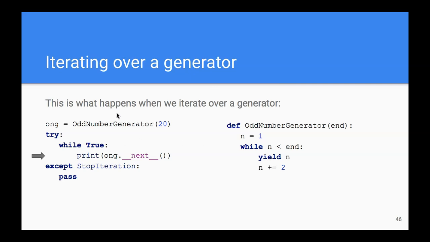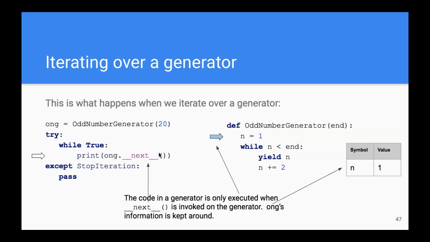All right, so on the left-hand side here, I have the code using a generator. On the right-hand side, I have the definition of the generator. So we are in this line of code. It calls the generator's next. What happens is, now that next is called, the generator is executed. So we come inside the generator, we now have n equal to 1, okay? And then that piece of information, n equal to 1, is actually kept around. That's very important.